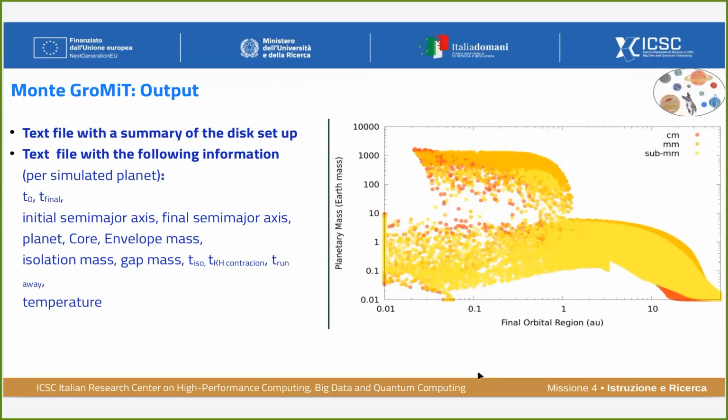Okay, sorry, before I say this, you end up with a text file that has the summary of the disk as you have set it up, as well as a file that, for every planet that you have simulated, contains some parameters that we find interesting and want to look further into. Like, for example, the initial semi-major axis, the final semi-major axis, the planet core and envelope mass, the temperature that you might have on the disk. I think actually the temperature is at the final run or at the initial run. I have to admit I don't remember this. I need to check it.